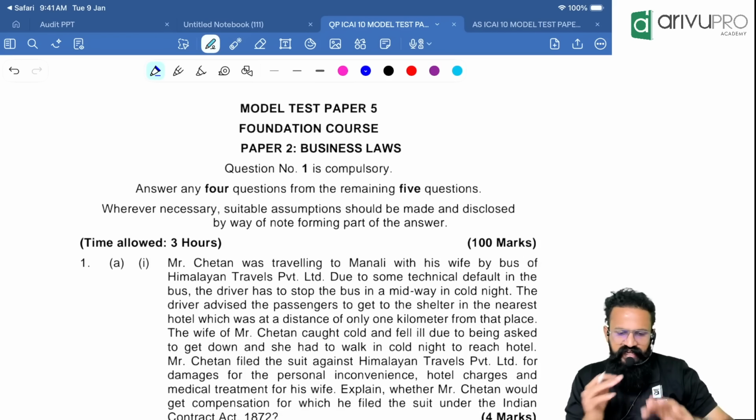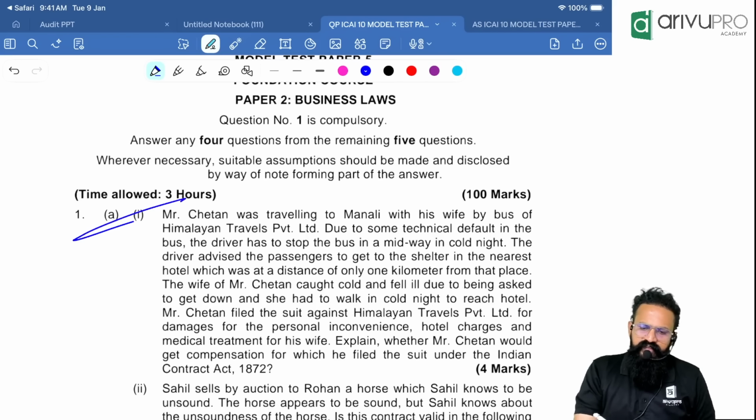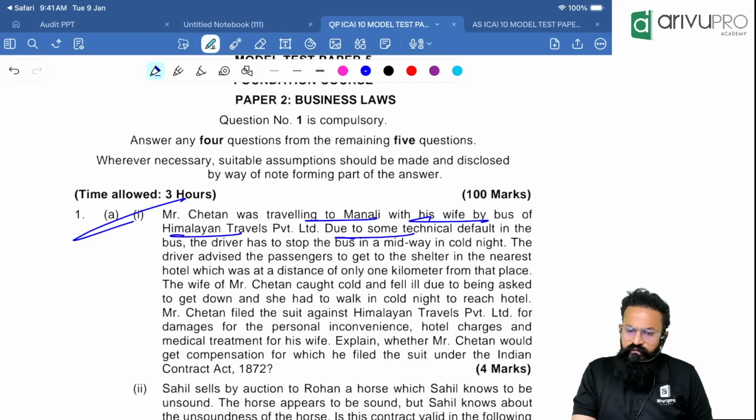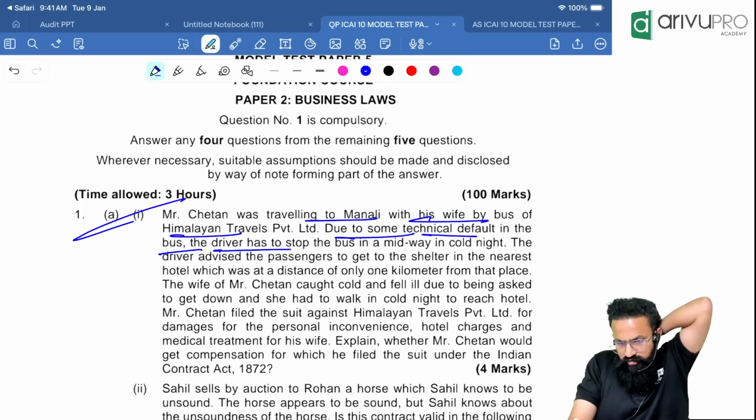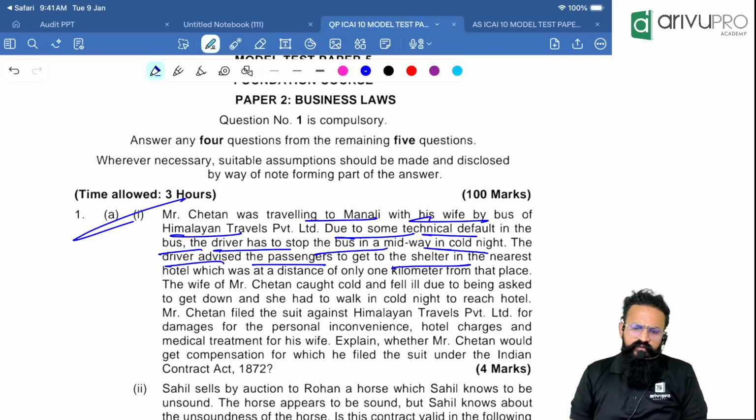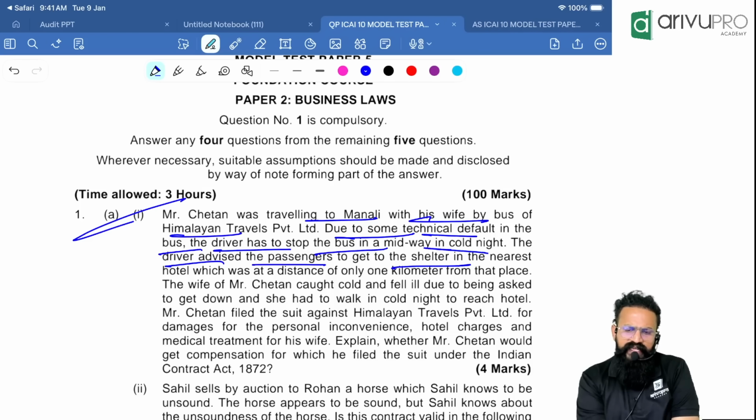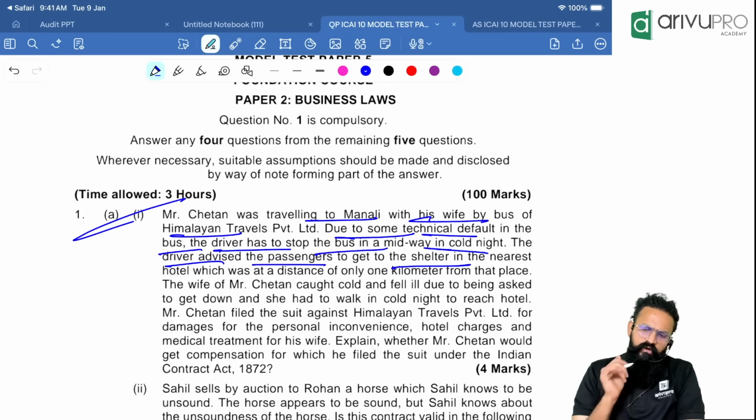Okay, we'll try to do this as the last one. Mr. Chetan was traveling to Manali with his wife by bus of Himalayan Travels Private Limited. Due to some technical default in the bus, the driver has to stop the bus midway on a cold night. The driver advised the passengers to get to the shelter in the nearest hotel, which was at a distance of only 1 kilometer from that place. The wife of Mr. Chetan caught cold and fell ill due to being asked to get down, and she had to walk in the cold night to reach the hotel. Mr. Chetan filed a suit against Himalayan Travels Private Limited for damages for personal inconvenience, hotel charges and medical treatment for his wife. Explain whether Mr. Chetan would get compensation.